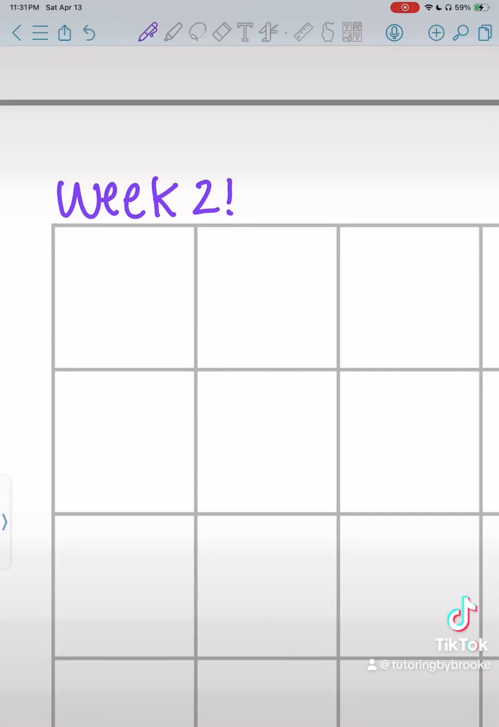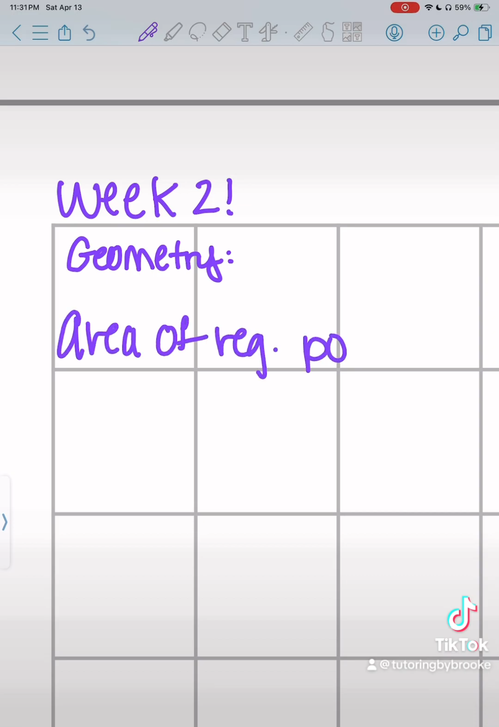This is going to be more of our upper level, high school level math. This week is actually a request sent by one of my students. It was a specific homework question that she had, and it is going to be very geometry specific, okay? So we're going to be talking about area of regular polygons.